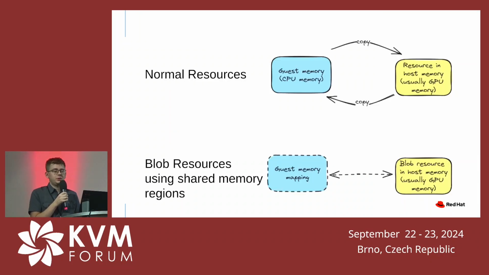The advantage of implementing shared memory support is that in turn we can implement blob resources. Resources, in case of the VirtIO GPU, can reside even in GPU memory, but this depends on the type of the resource and the specific implementation. But when using normal resources, the data has to be copied from the guest memory, which is always the CPU memory, to the resource on the host. And if the device wanted to read the resource back, it has to be copied again.